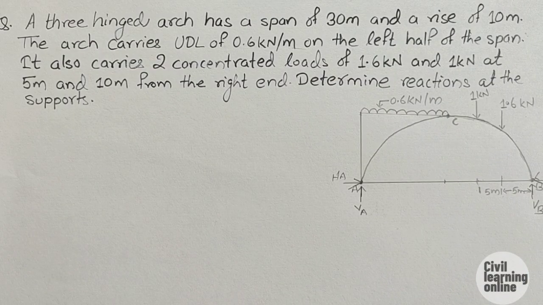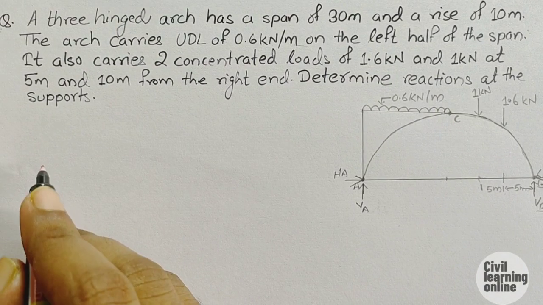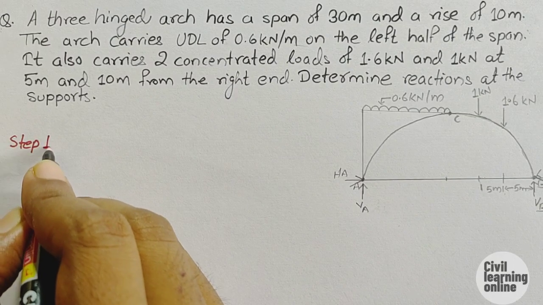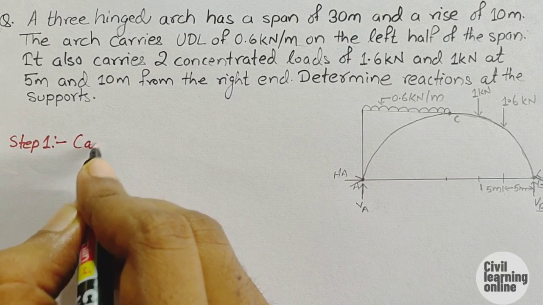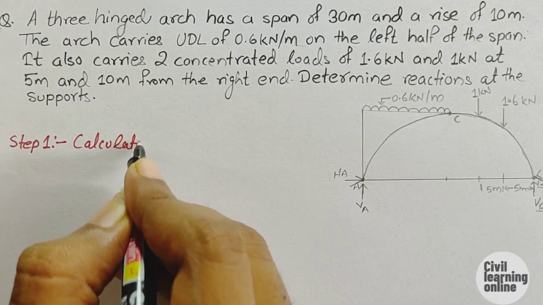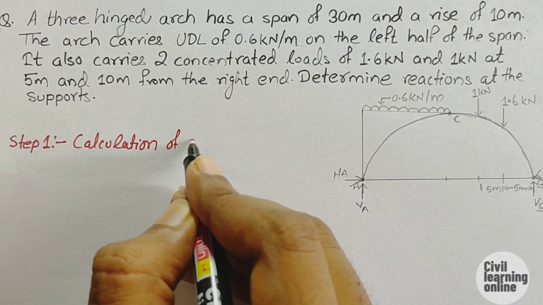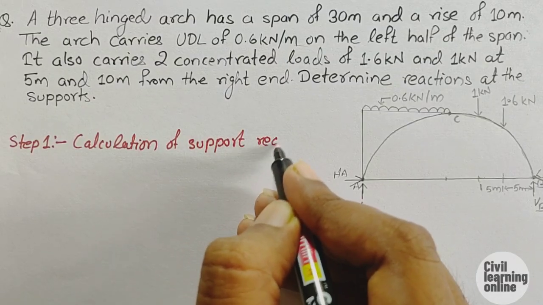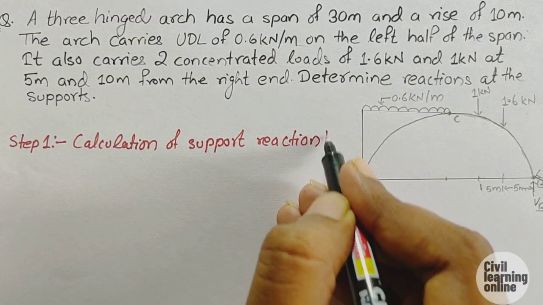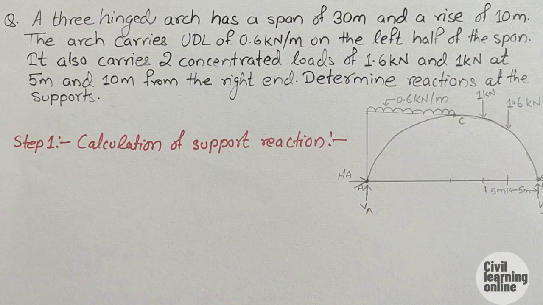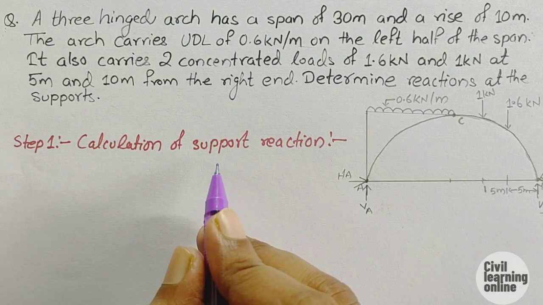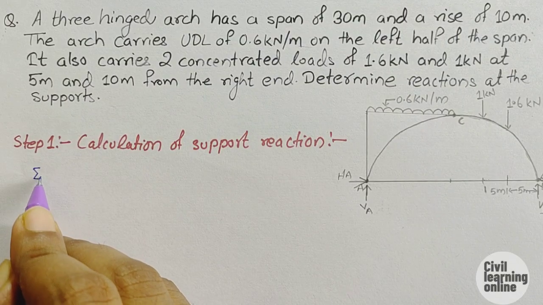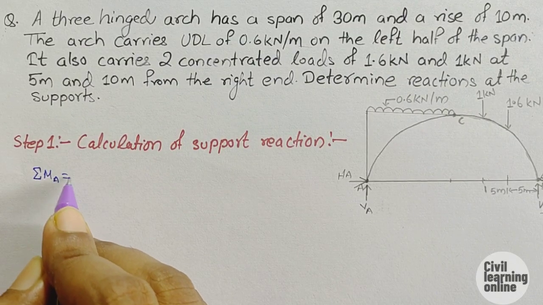Now let's begin the solution. Here in step 1 we will be finding the support reactions. Step 1, calculation of support reaction. For calculating the support reaction, we will be applying the conditions of static equilibrium. So let us apply summation of moment at A equals 0.